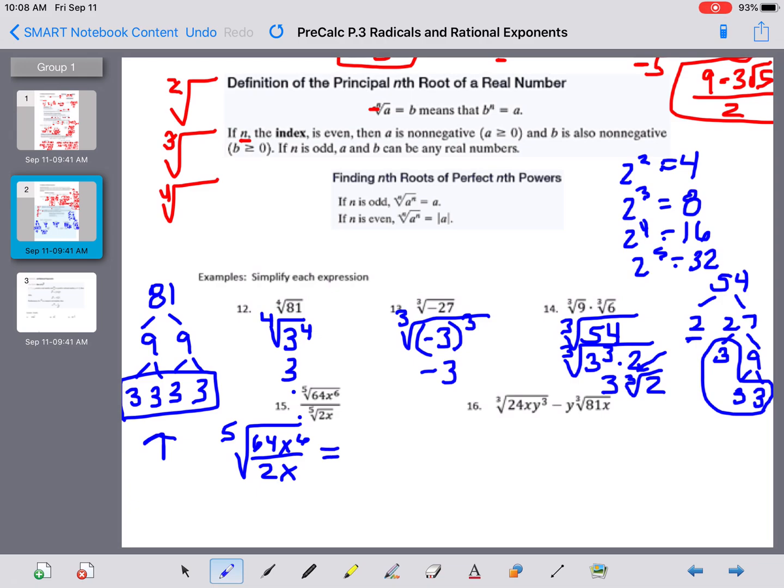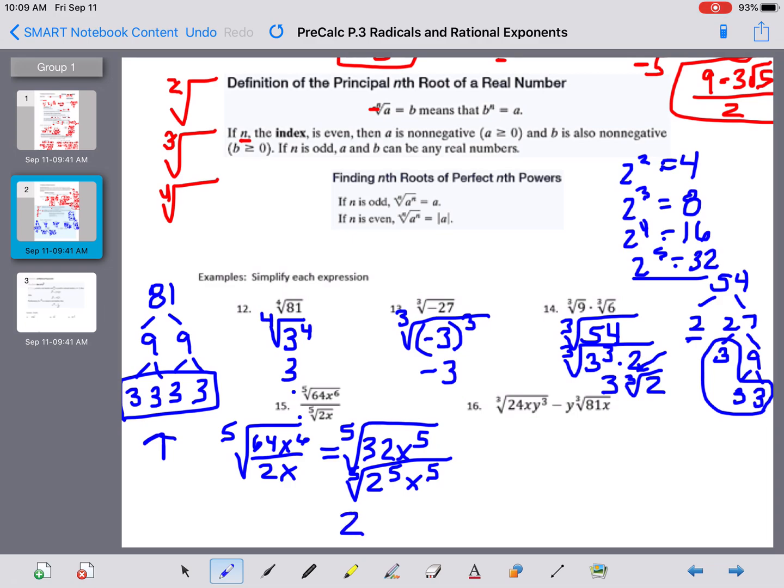Well, 64 divided by 2 is 32. X to the 6th divided by x is x to the 5th. And it's still to the fifth root. Is there a factor times itself 5 times that makes 32? And just a quick reminder, if you had a chart going, in fact, oh, look, it's right there. 2 to the 5th is 32. And I'm taking the fifth root. So what factor times itself 5 times gave us a value in there?